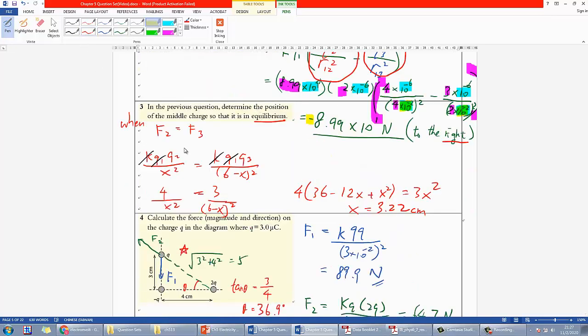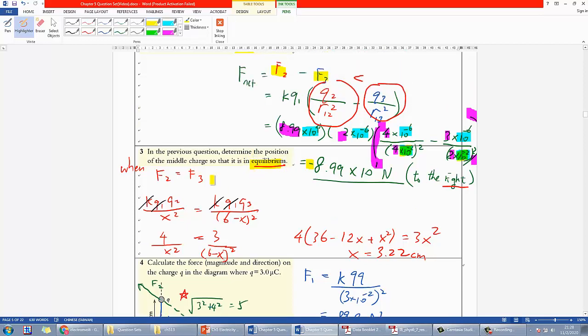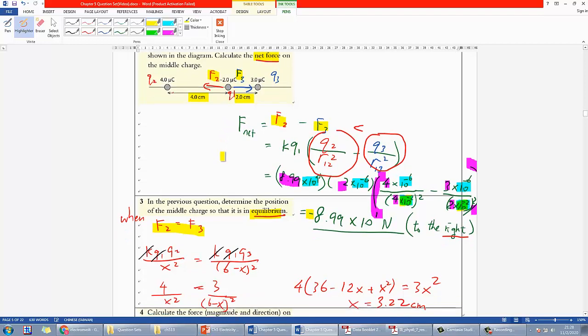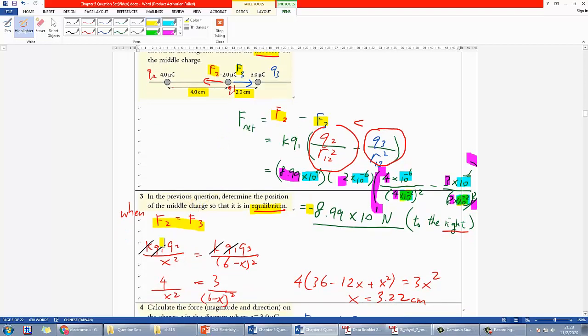Question 3, we have the same question, but now it's asking you for a particular position where it is in equilibrium. So the first sentence I'll expect you to write is when the forces are the same. So F2 equals F3 if you're referring to these 2 forces. And then again, you can use Coulomb's law, which is k Q1 Q2 over distance squared.